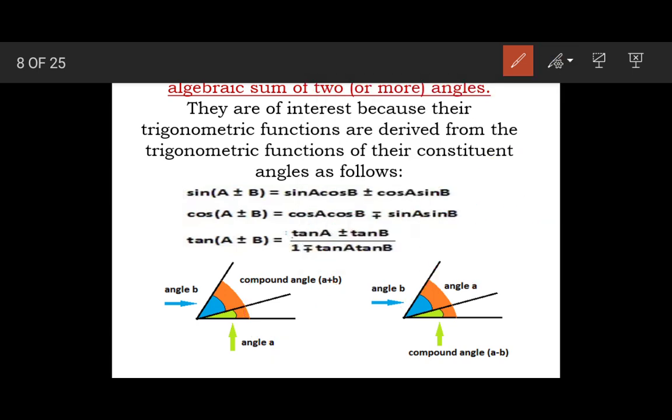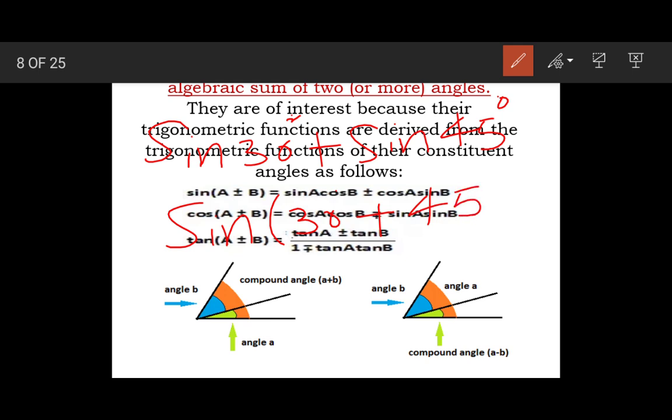So class, I am writing two terms. One is sine 30 degree plus sine 45 degree. This is the one term, right? And the other term is sine 30 degree plus 45 degree. Instead of 45 degree I am taking 60 degree. So sine 30 degree plus sine 60 degree, and the second one is sine of 30 degree plus 60 degree.